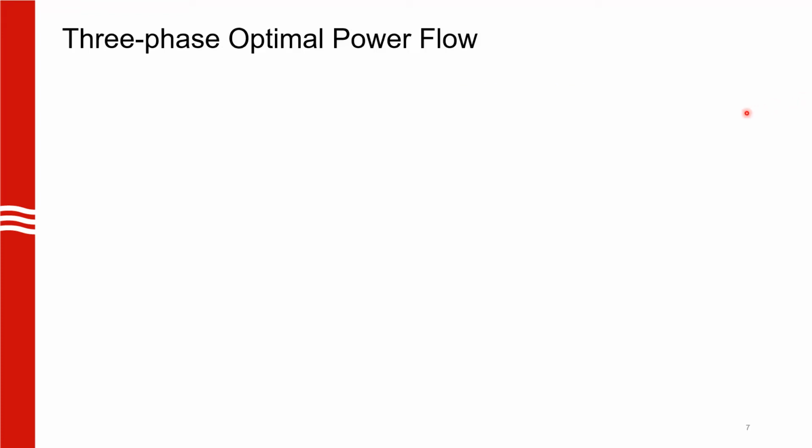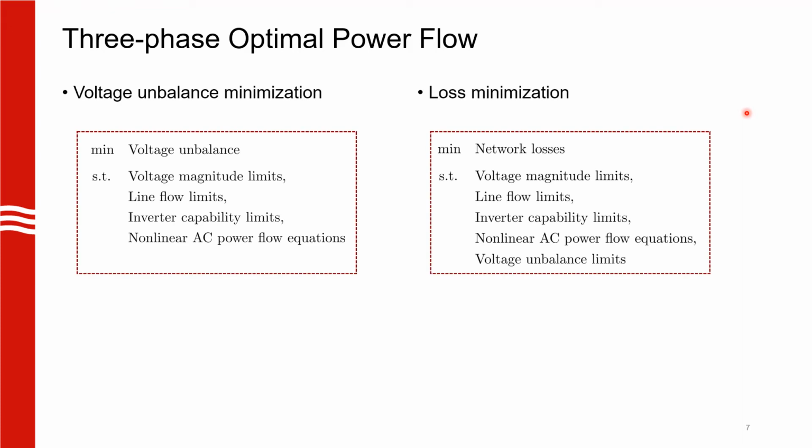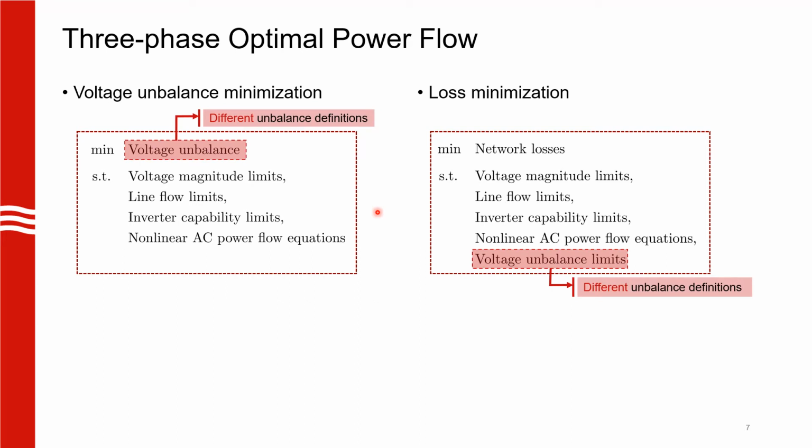So now I'll talk about the three-phase optimal power flow formulation that we have in the work. We have two problems set up. On the left, we have minimize voltage unbalance subject to operational and physical constraints. And on the right, we have minimization of losses subject to the same set of constraints, and we also add the unbalance now as constraints instead of objective function here. It must be noted that for both of these problem formulations, we have all three voltage unbalance definitions formulations.